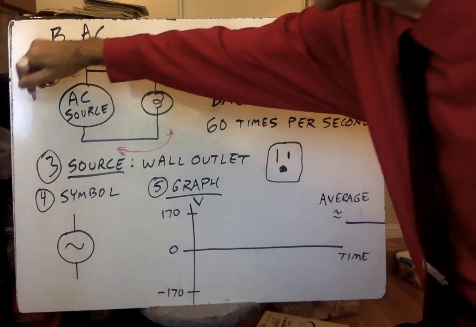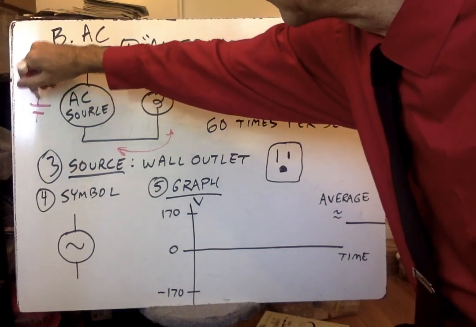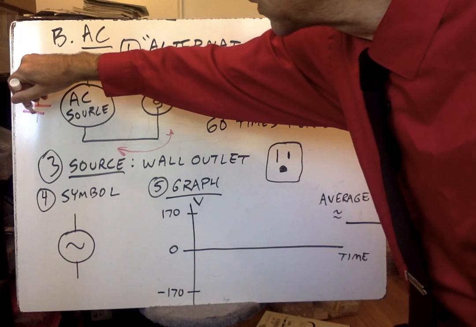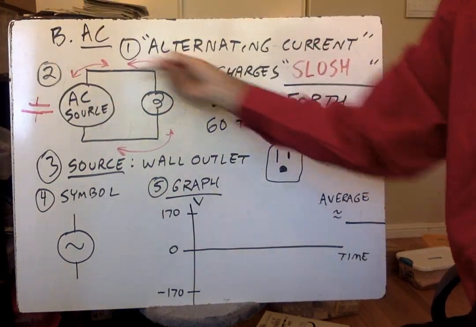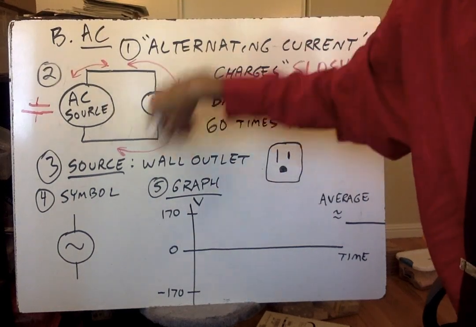So an AC source is like a right side up battery, and then immediately switches to an upside down battery, and then back and forth, pushing the charges this way, then pushing them the other way, clockwise, counterclockwise, back and forth.